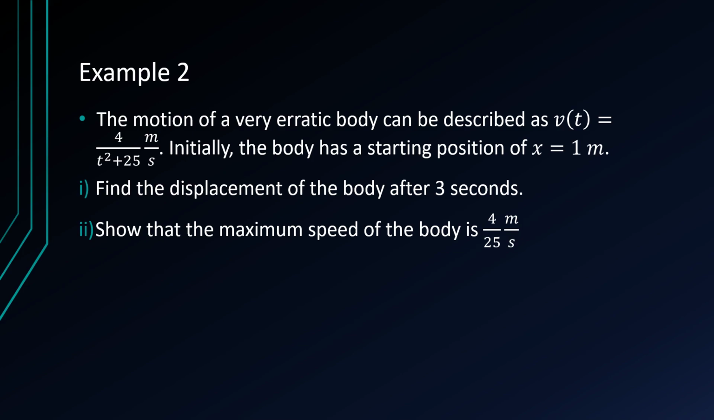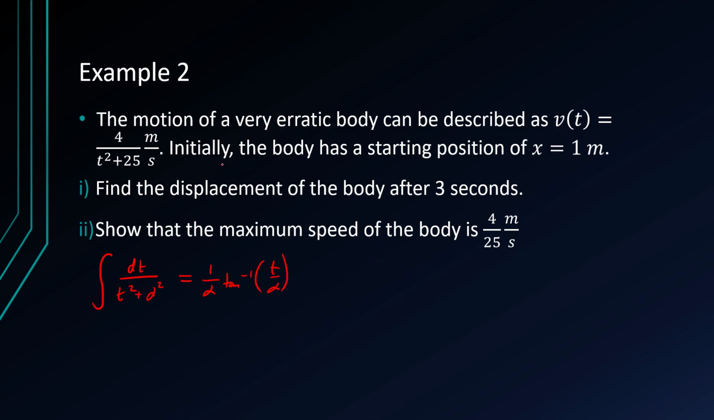But to find the displacement of the body after 3 seconds and show the maximum speed of the body is 4/25 meters per second. Now, before you jump into this, I would like to give a couple of hints as to starting this question. There is an integral identity such that if you have dt divided by t squared plus some constant alpha squared, this is 1 over alpha tan inverse of t over alpha. So that's a key thing to understand.